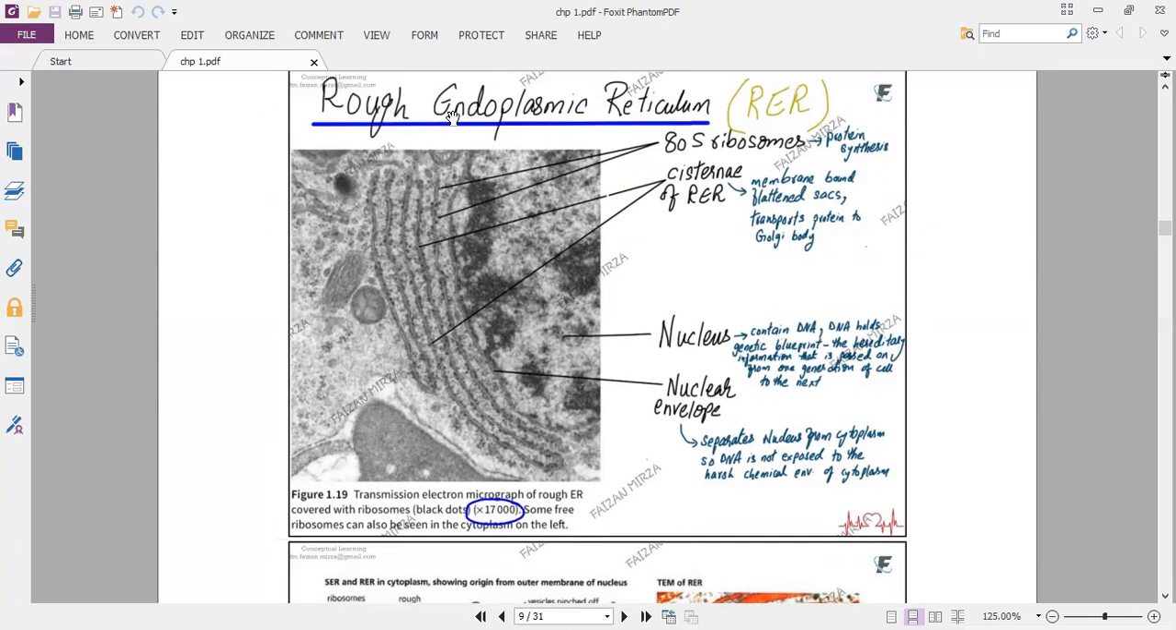This diagram here is a rough endoplasmic reticulum. Rough endoplasmic reticulum is magnified 17,000 times. And this is again a transmission electron micrograph. You can see this is the terminal end of the nucleus, and these are the cisternae of the rough ER, and the 80S ribosomes are attached to it. They carry out protein synthesis. The cisternae of rough ER, what are cisternae? You should know the definition. They are membrane-bound flattened sacs, and they transport the proteins to the Golgi body. The nucleus and nuclear envelope are visible as well.